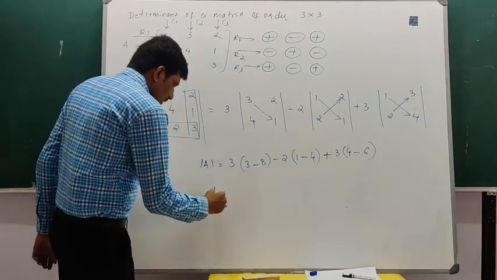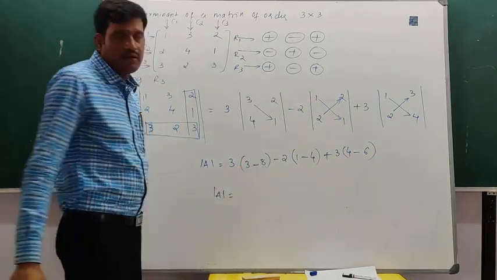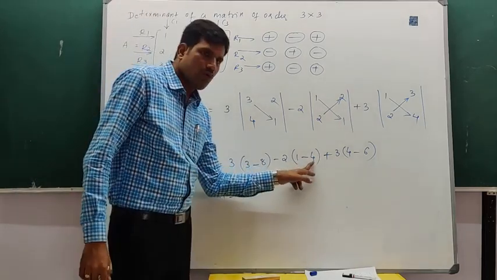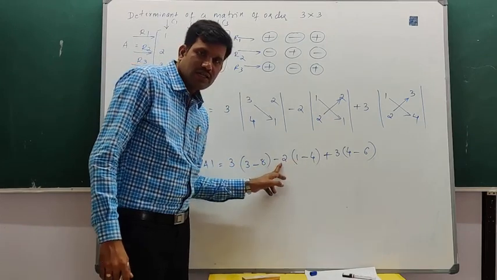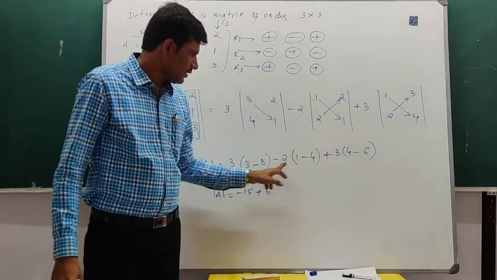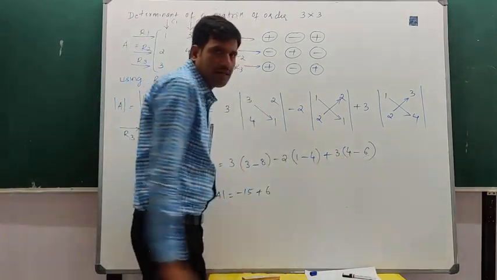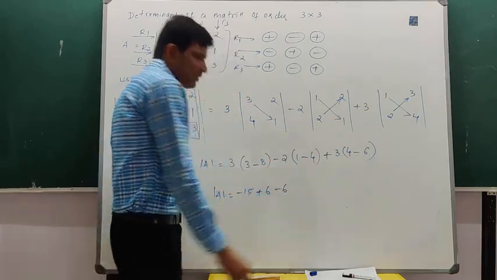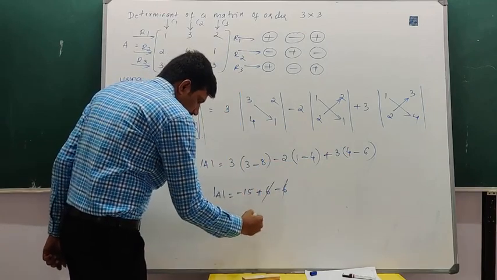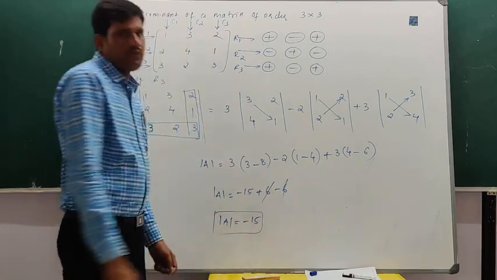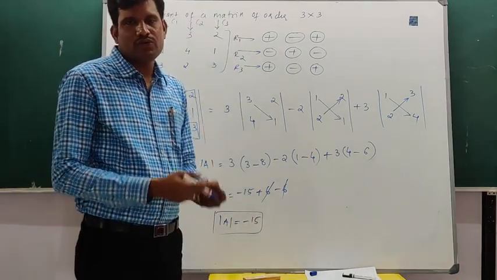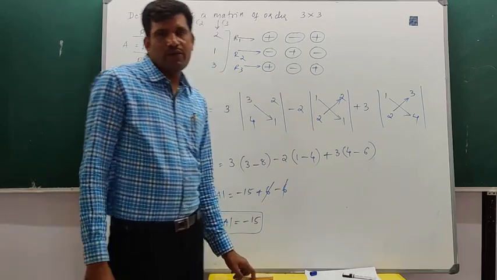Therefore determinant of A: 3 minus 8 is minus 5. Minus 5 into plus 3 is minus 15. 1 minus 4 is minus 3. Minus 3 into minus 2 is plus 6. 4 minus 6 is minus 2. Minus 2 into plus 3 is minus 6. So plus 6 minus 6 will get cancelled. So what is the answer? It is minus 15. Using R1 also we got minus 15, using R2 also we got minus 15, and now using R3. We can use any row or any column. The determinant value will remain the same.